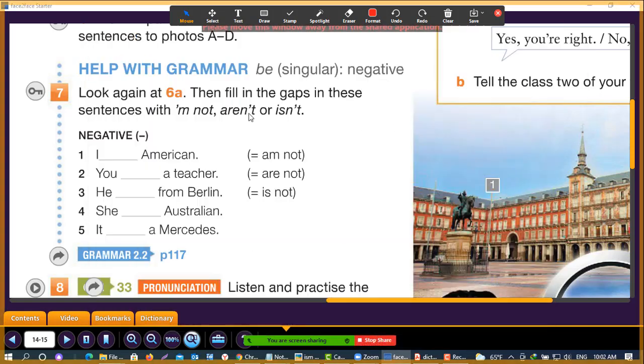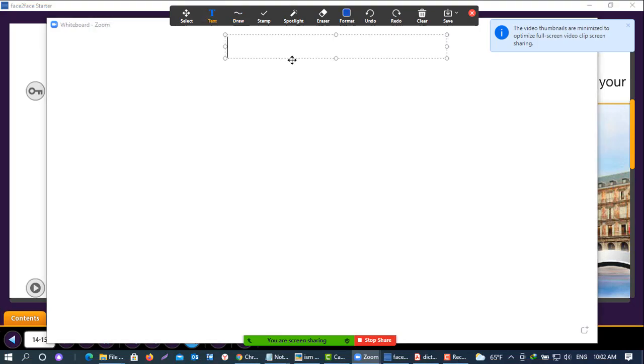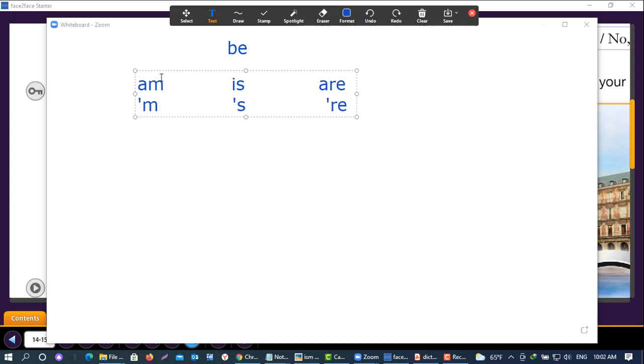Before we do, here, last time we said verb to be. What's verb to be? Is or am. Very good. So we say am, is, and are. Okay. So what's contraction am? Apostrophe m. Very good. What's contraction is? Apostrophe S. What's contraction are? Apostrophe R E. Very good.